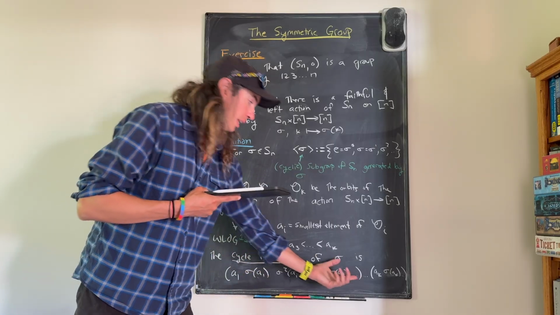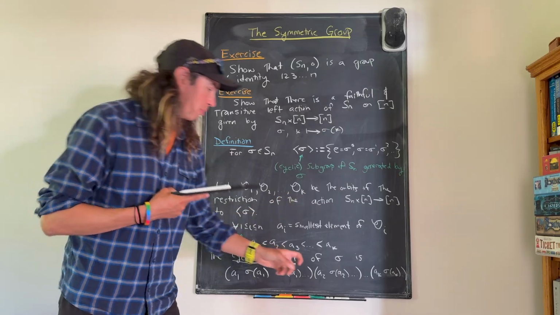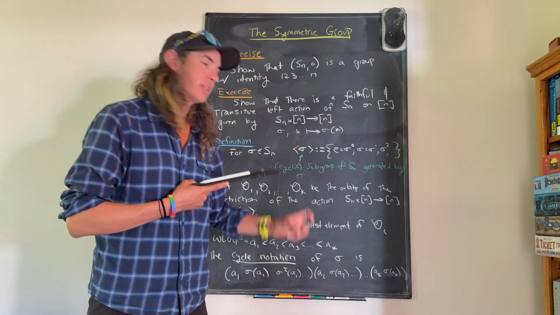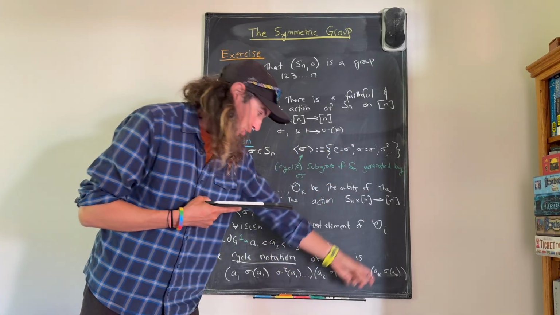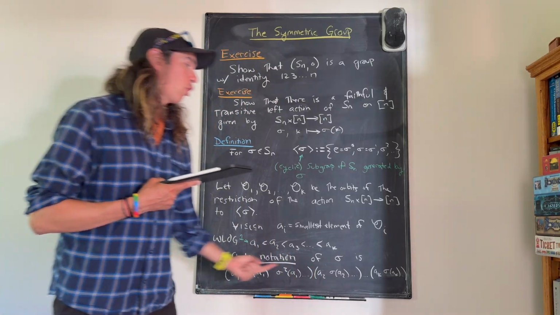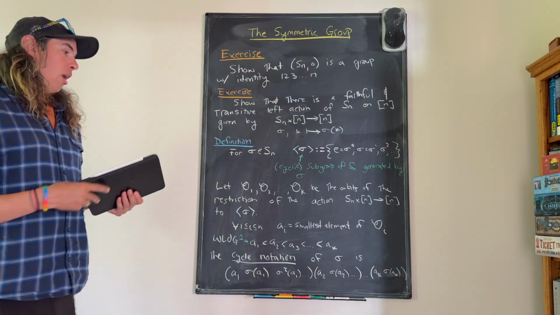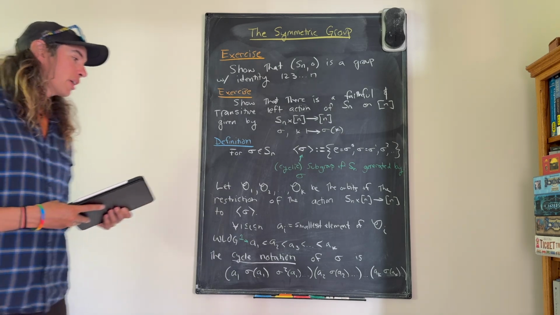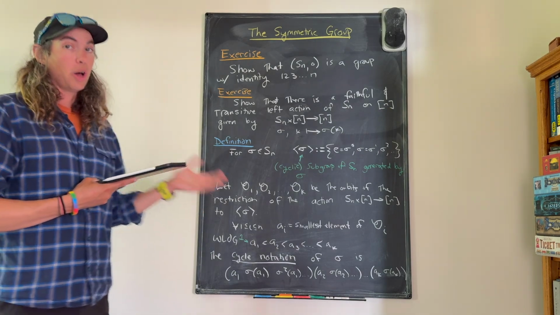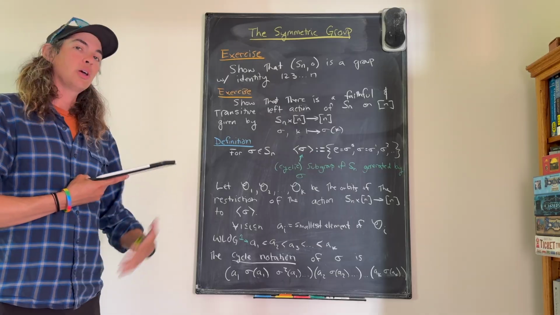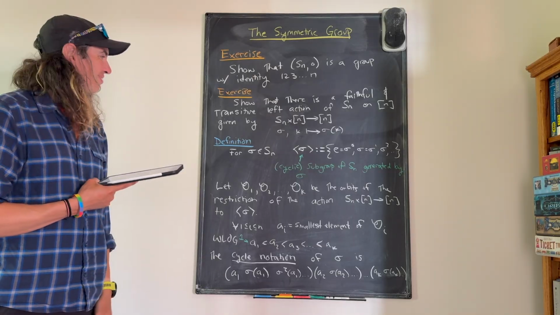And then for the next orbit, a_2 is the smallest element of that orbit, so I take a_2, apply sigma to a_2, and then sigma squared to a_2, etc. At some point I'll wrap back around, and I just do that for all the orbits. And that's the cycle notation. Sometimes we omit cycles of size 1, as I'll show you on the next board when I do a bunch of examples of this.